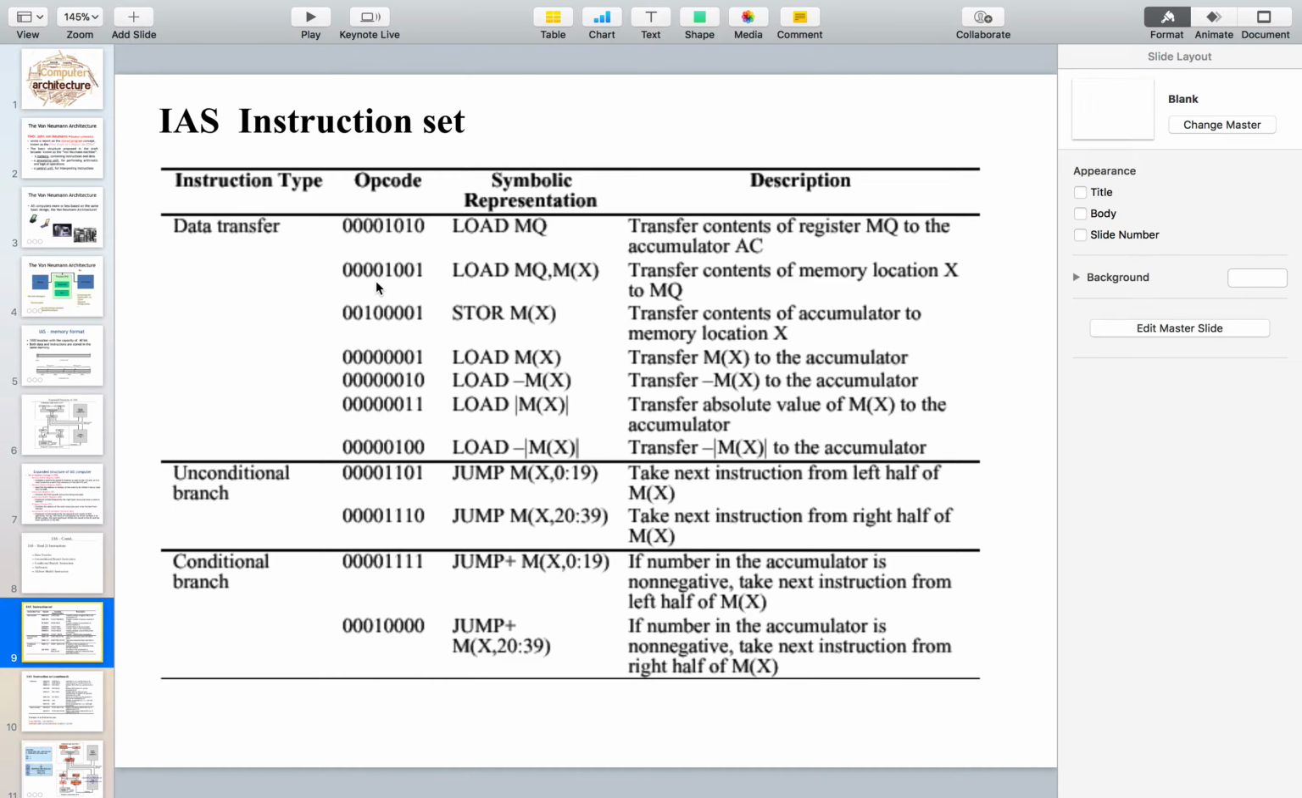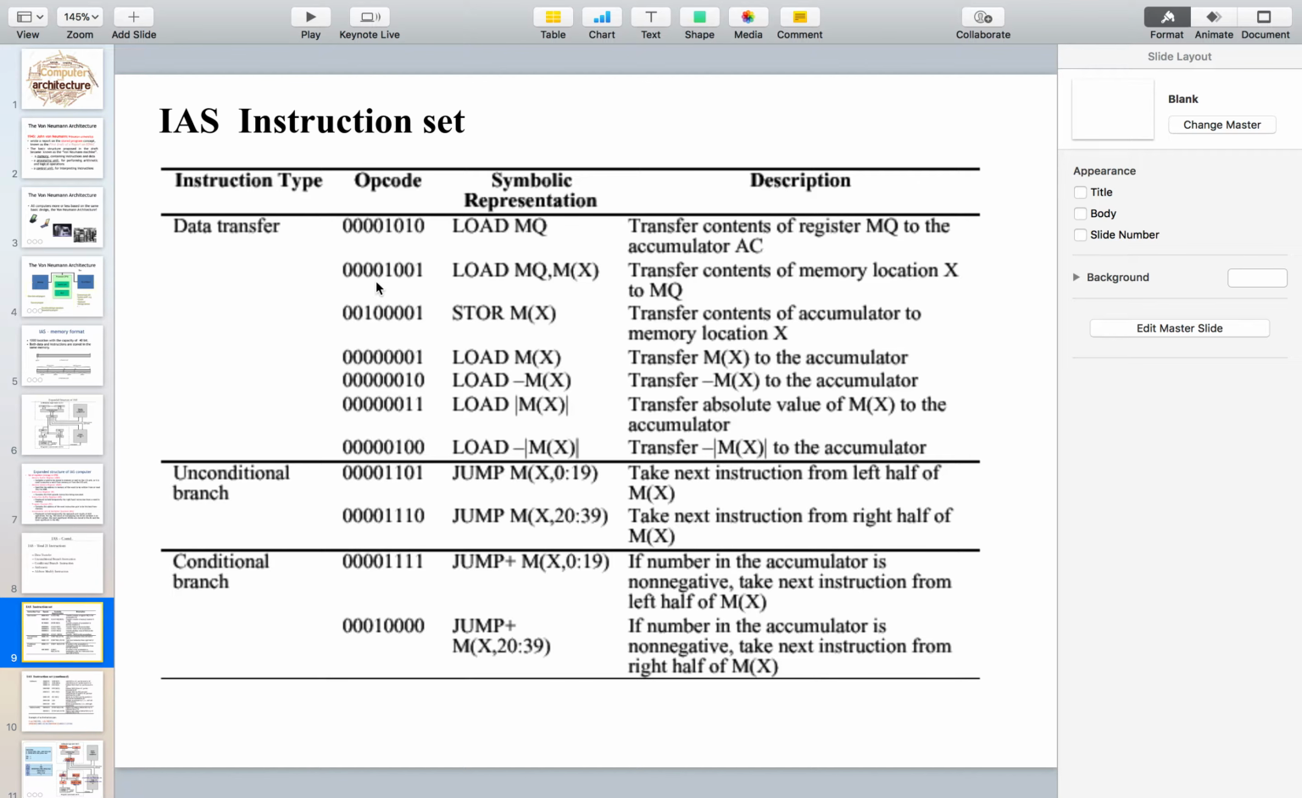When I give load MQ, MX, it transfers the value of M of X, that is the value of the memory address of X, to the MQ register. Store MX is the vice versa. It transfers the contents from the accumulator to the memory location MX. And next one is load MX, which transfers MX to the accumulator. Load minus MX transfers minus MX. Load mod MX means the absolute value, and load minus mod MX the negative of the absolute value.